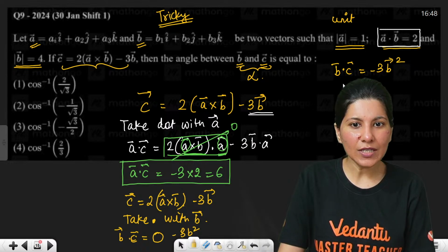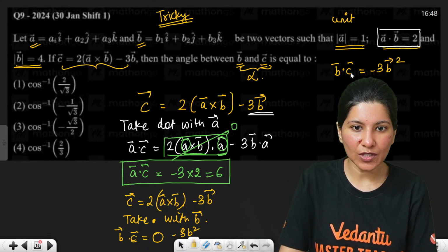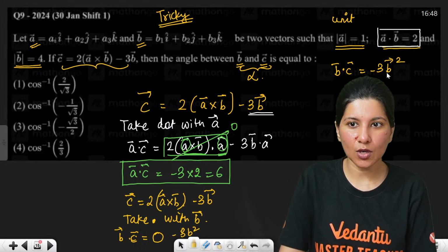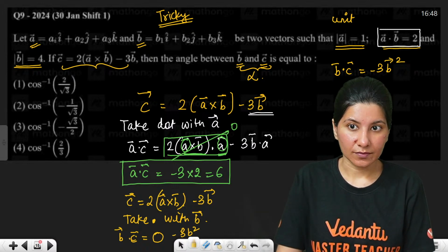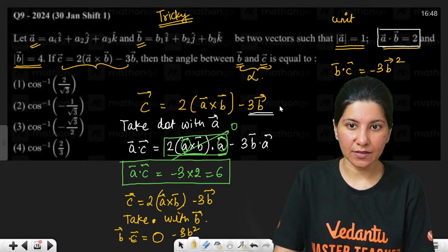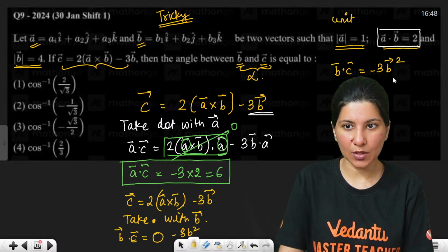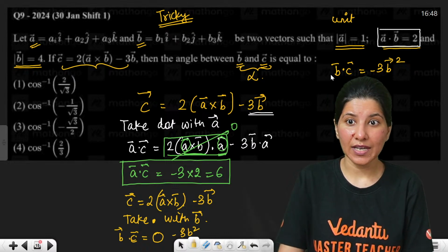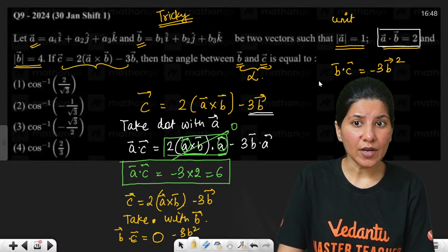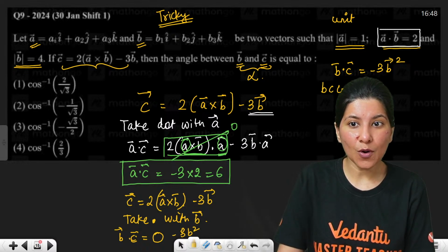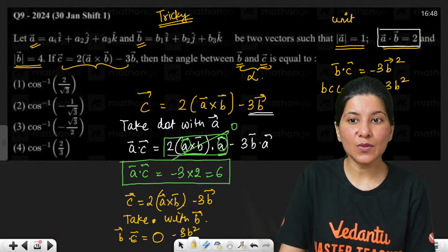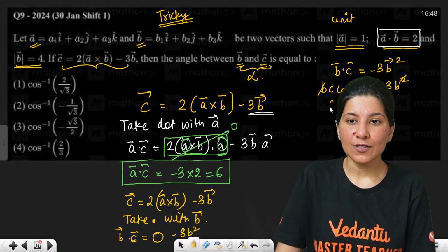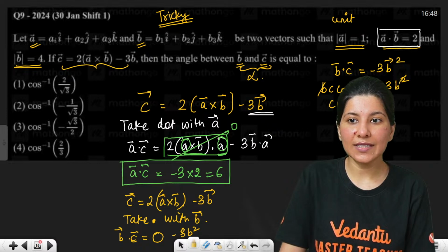Correct? B dot C, do we know? We don't know B dot C, right? B dot C is minus 3B square. Now B dot C is BC cos alpha. That is going to be equals to minus 3B square. B cancel. So C cos alpha is coming out as minus 3B.